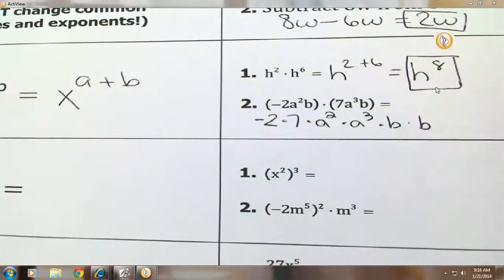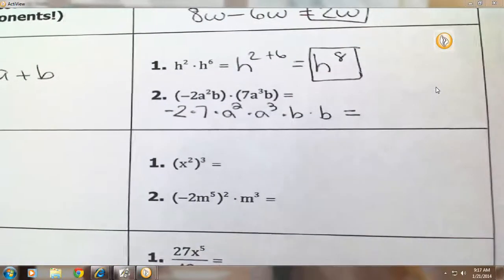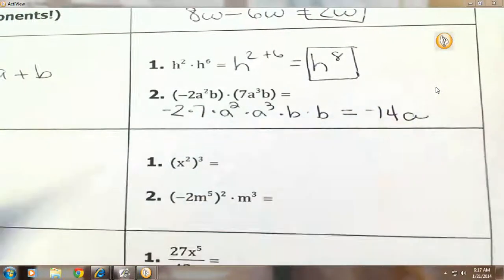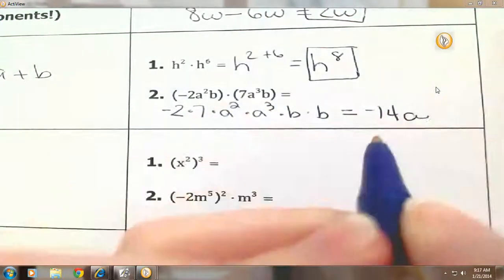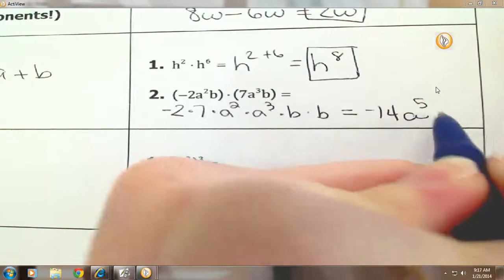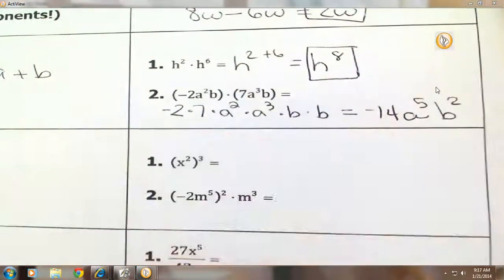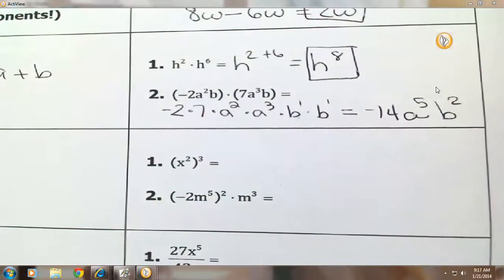Well, let's clean this up. What is negative 2 times 7? We have negative 14. A to the what power? What do we do with our exponents? Add them. 2 plus 3 is 5. B to the second power. If there's not an exponent, what is understood to be up there? What is that exponent? It is a 1. 1 plus 1 is 2.